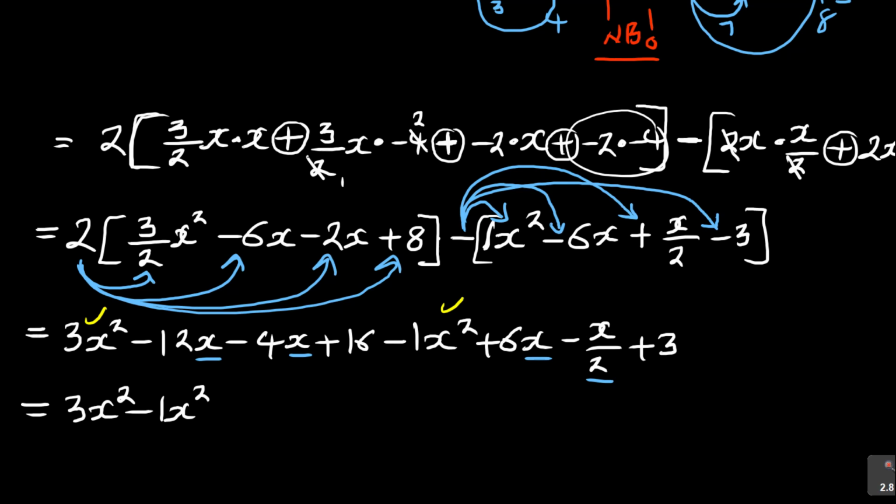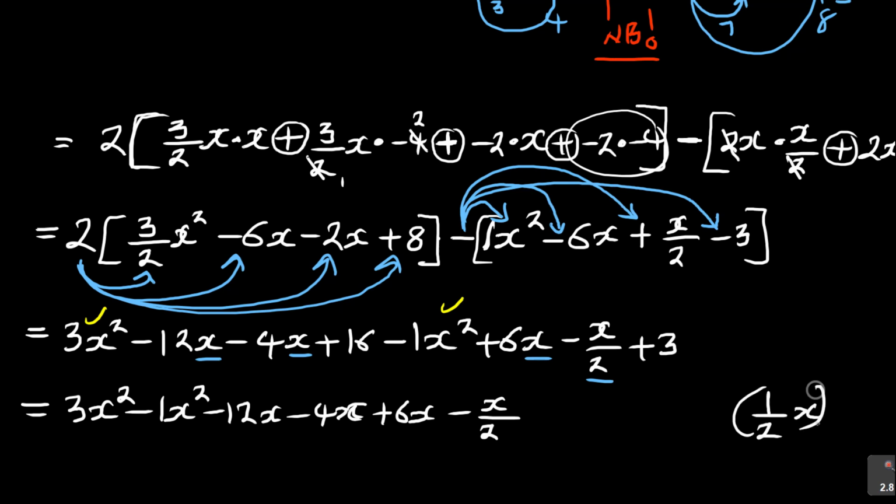So what you do, you write it as is, minus 12x, minus 4x, and plus 6x minus x over 2. But this is same as 1 over 2x. Just know that minus x over 2 is same as minus 1 over 2x. It's a negative half. And then after that, you focus on the numbers. The numbers, what do you have on the numbers? There it is with the sign. It's 16 and positive 3.